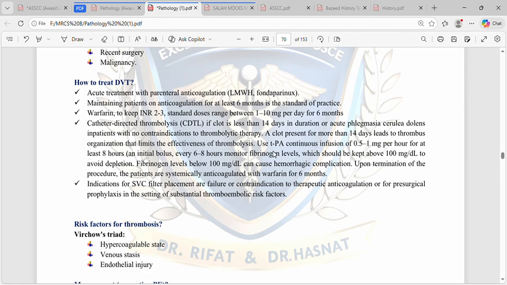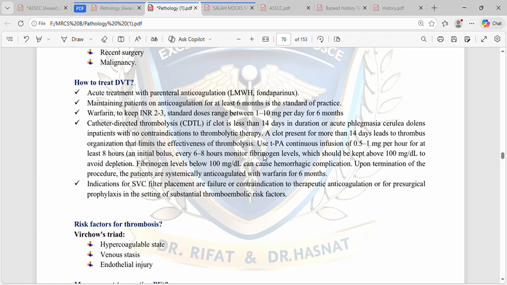If you try catheter directed thrombolysis on a thrombus more than 14 days old, it will fail, because thrombus organization occurs and there will be no effect. Use tPA, tissue plasminogen activator, as a continuous infusion of 0.5 to 1 milligram per hour for at least 8 hours, with an initial bolus every 6 to 8 hours.